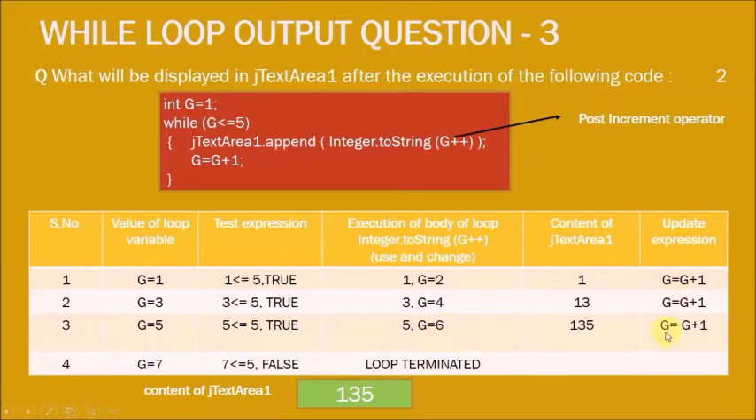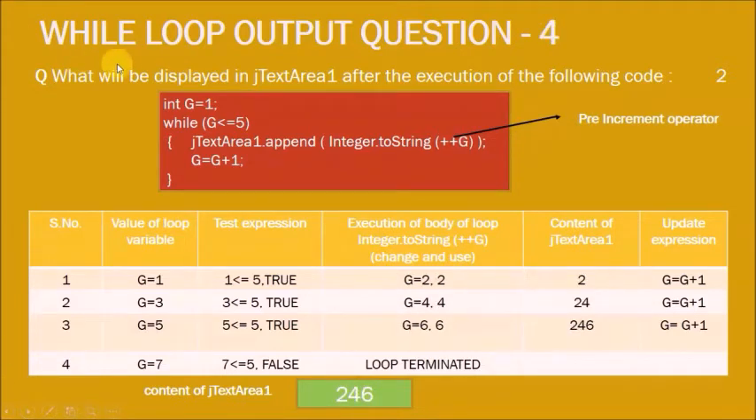And then we will go to the update expression. So 6 plus 1 becomes 7. So for the next iteration, the value of g is 7. So again we will go to the test expression. Now 7 less than equal to 5 is false. So the loop is terminated and the final value of JTextArea1 is 1, 3 and 5.